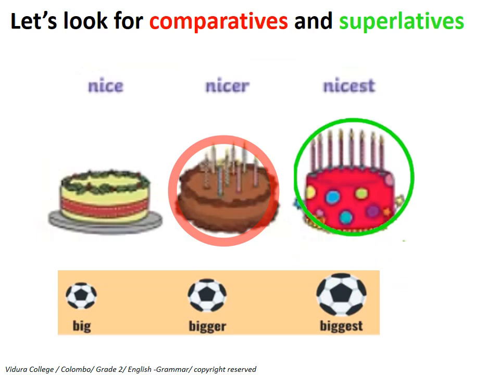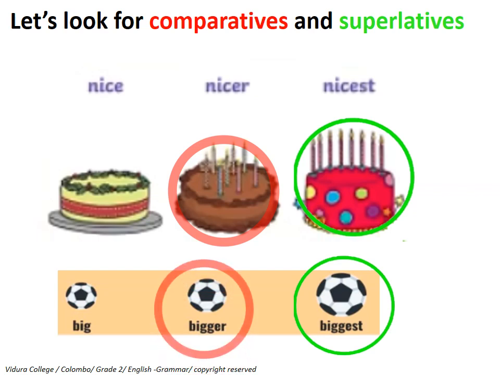Now let's move on to the second picture. Big, bigger, biggest. Can you find which one is the superlative adjective? Is it big, bigger, or biggest? Correct. The superlative adjective is biggest, the biggest. Now let's look for the comparative adjective. Is it big or bigger? Great. The comparative adjective is bigger.